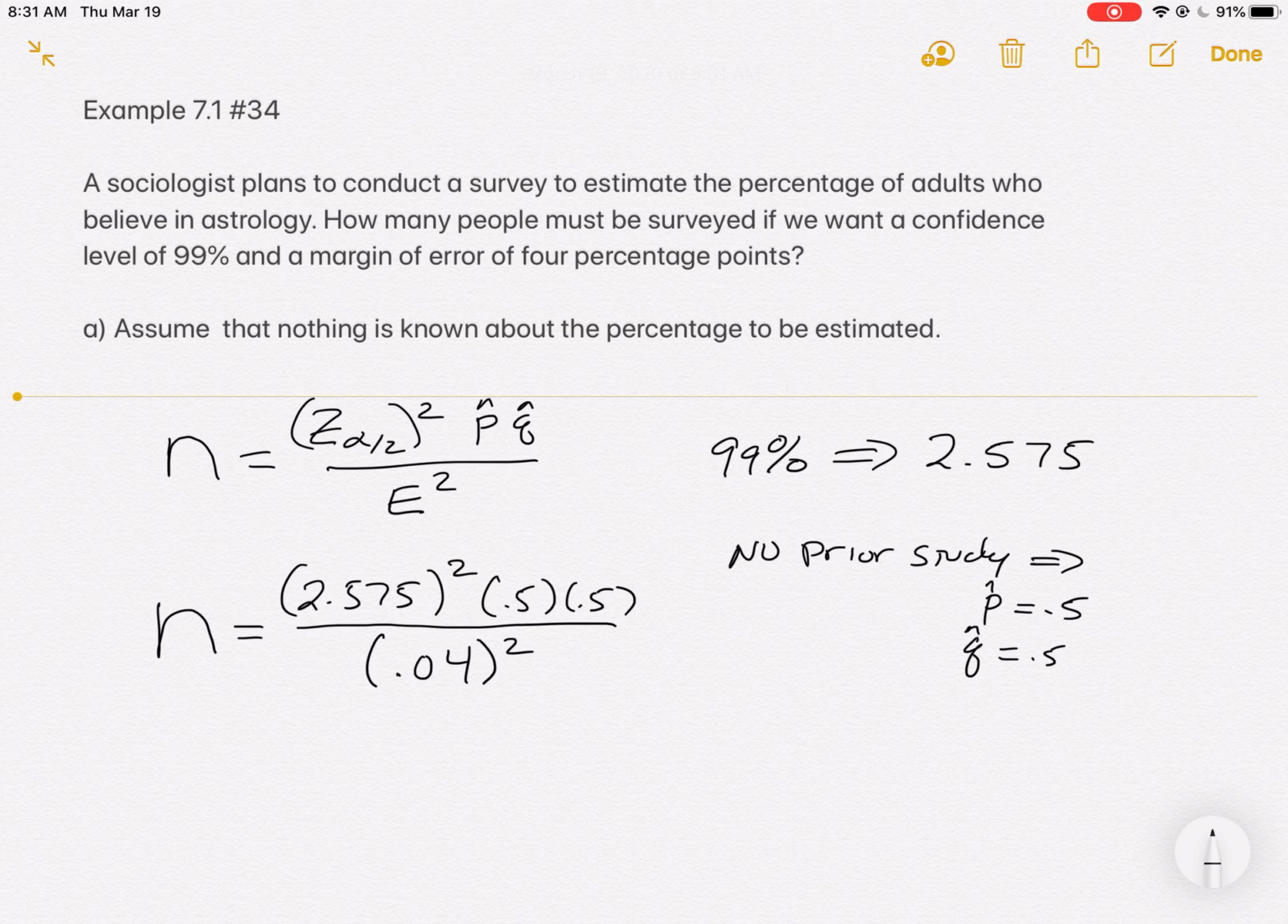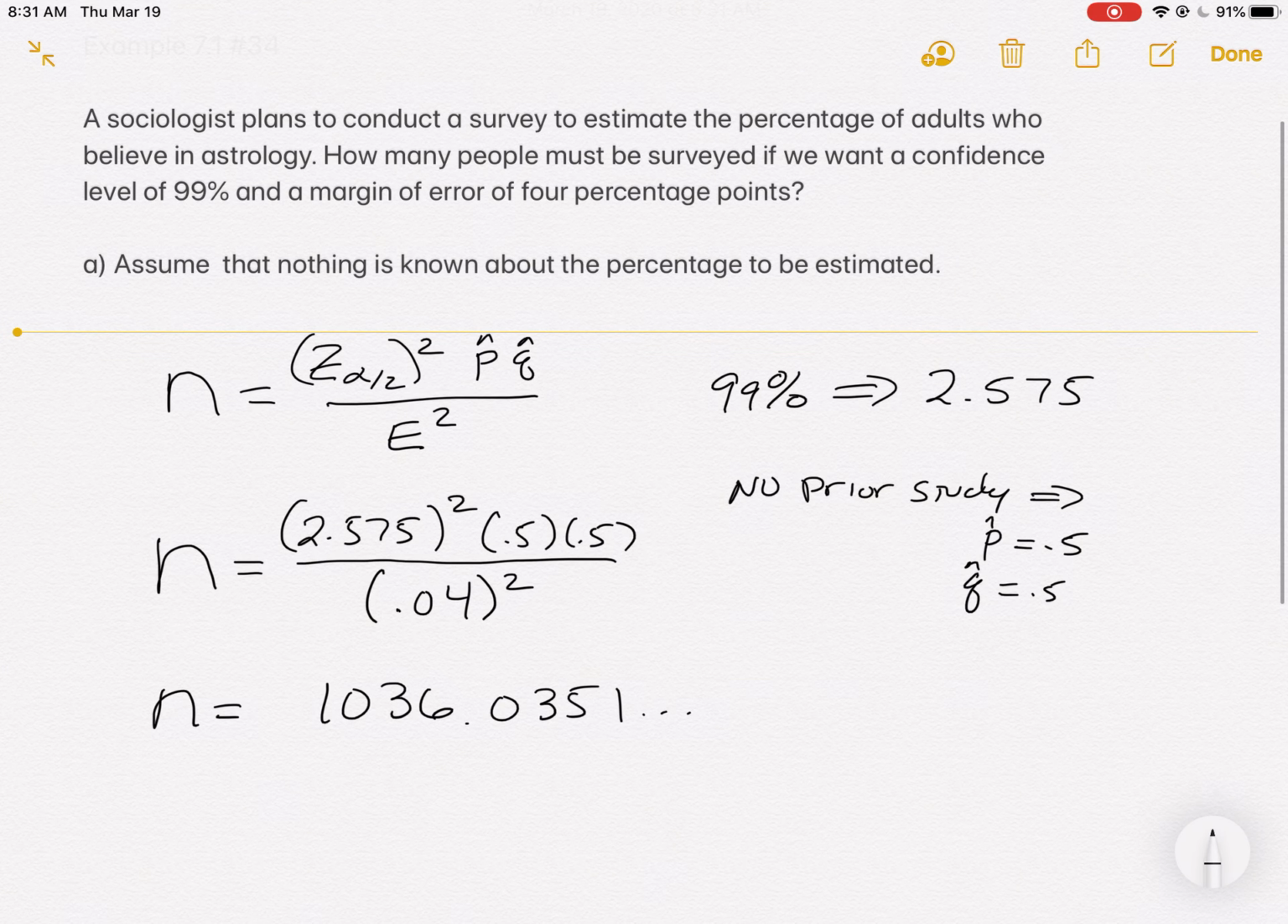There is a rounding issue that we need to talk about, but let's take 2.575 and square it, multiply by 0.5 times 0.5, and divide by 0.04 squared. It's all one big happy multiplication family, and so we should be fine just plugging it in. And here's what we get: 1036.0351. So one of the reasons I picked this problem is because of exactly what happened there.